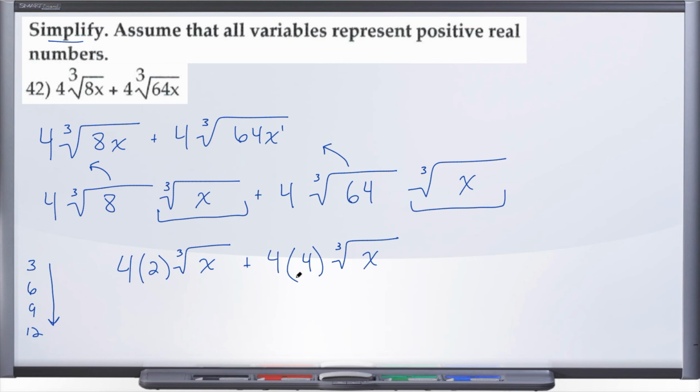All right, let's go ahead and simplify this. So we have 4 times 2, well, that gives us 8. And then rewrite that radical. Plus 4 times 4 is 16. And then rewriting our bad stuff radical.